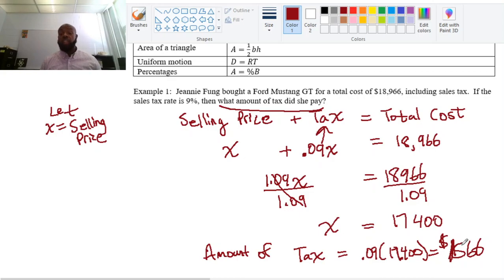What you could have also done was you could have subtracted these two values here, the 17,400, which is your selling price, from your total cost. That would have also given you your amount of taxes as well, which would be $1,566.